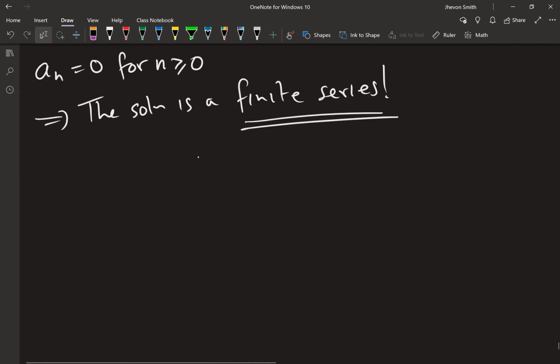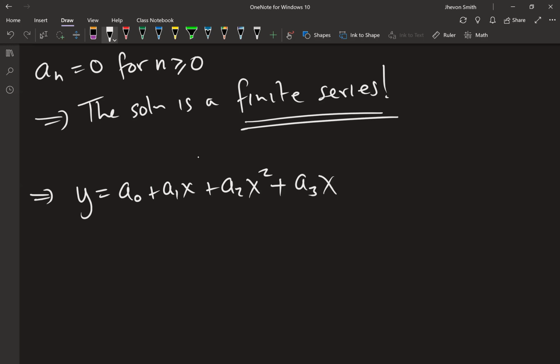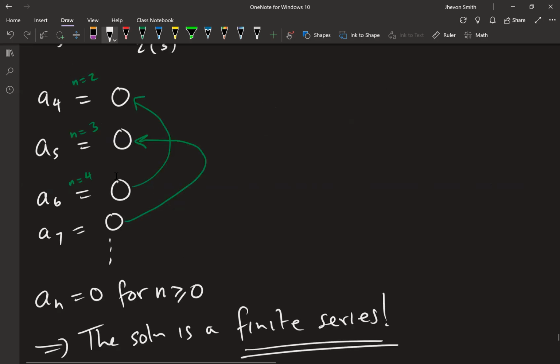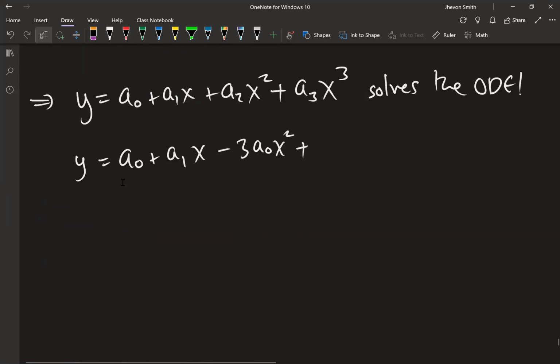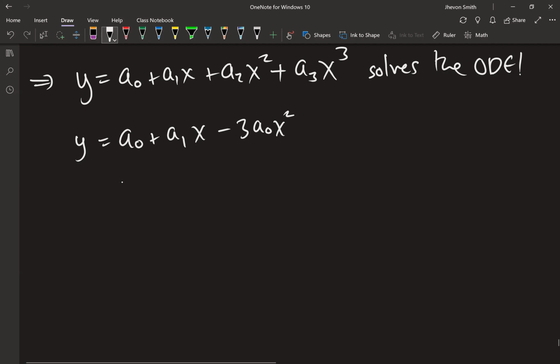So let's look at the solution. a0 plus a1 x plus a2 x squared plus a3 x cubed solves the ODE. Where these guys are just going to be whatever the initial conditions are. My a2 was minus 3 a0. And my a3 was minus a third a1. So now if you give me initial conditions, I can tell you exactly what polynomial is going to actually solve this ODE.